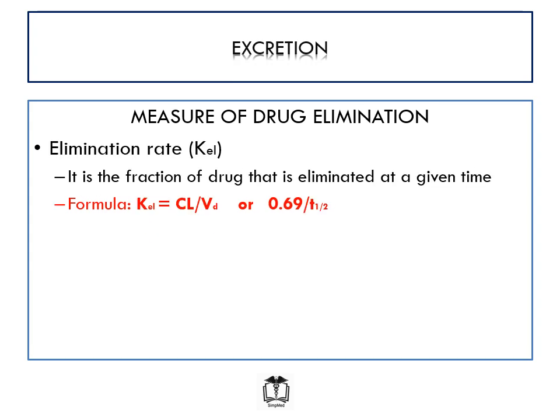The last measure of drug elimination is the elimination rate. The elimination rate talks about the fraction of drug that is eliminated at a given time, and the formula for calculating elimination rate is as follows: elimination rate equal to clearance over the volume of distribution, or if we want to make use of the half-life, we would say elimination rate equal to 0.7 divided by the half-life.